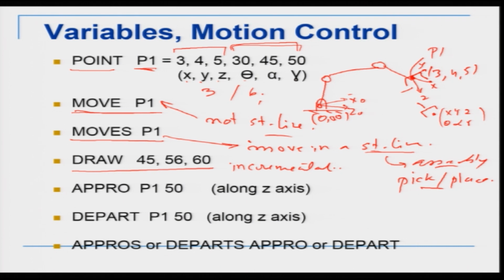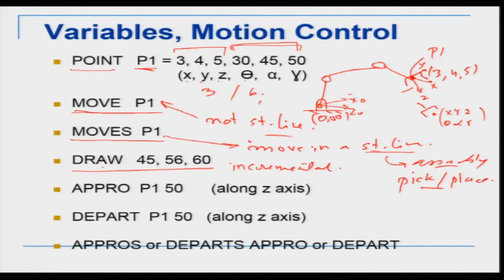So, incremental basically means that if you want to make a change to the previous command, for example, I have said move to the point P1, but I have not got exactly to the point P1 and I want to make some changes on that now. So, then what I can say is, after saying move to P1, I can say draw, and this moves in the x direction, y direction and z direction. Okay. So, whatever this is incremental.